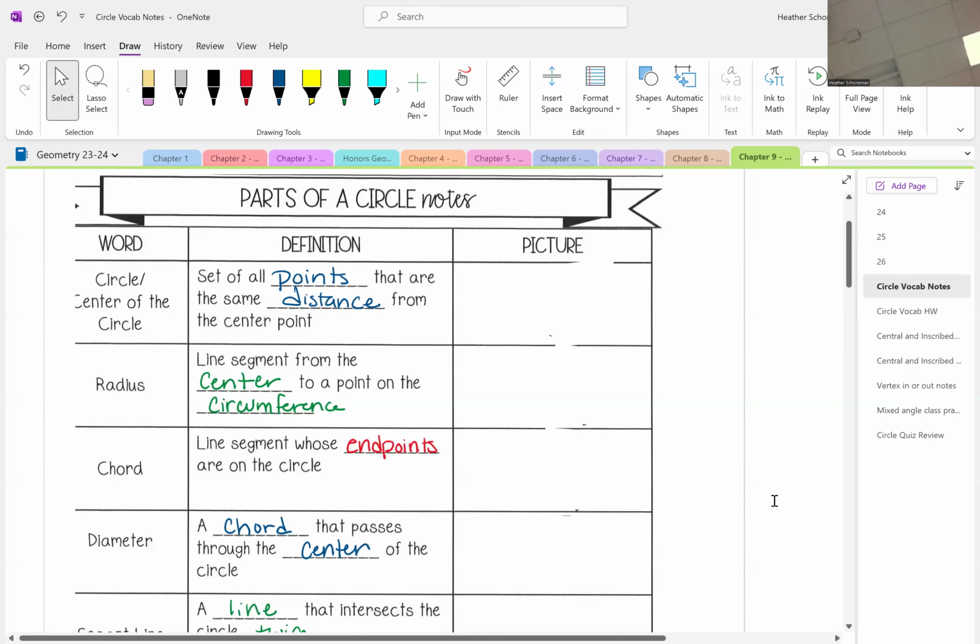Okay, this video is what we covered on Thursday, the 18th, and Friday, the 19th. This is talking about the different vocabulary for circles.